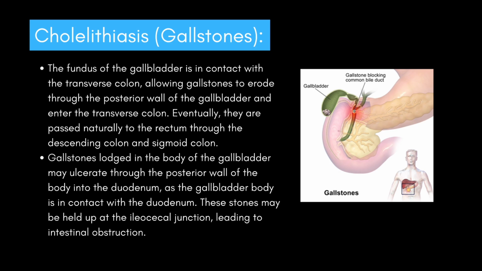Moving on, the fundus of the gallbladder is in contact with the transverse colon, allowing gallstones to erode through the posterior wall of the gallbladder and enter the transverse colon. Eventually, they are passed naturally to the rectum through the descending colon and sigmoid colon. Gallstones lodged in the body of the gallbladder may ulcerate through the posterior wall of the body into the duodenum, as the gallbladder body is in contact with the duodenum. These stones may be held up at the ileocecal junction, leading to intestinal obstruction.